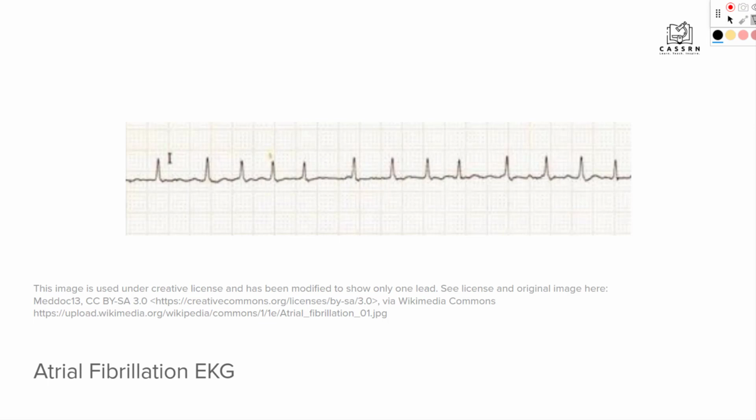Because the atria is not contracting properly, it's not able to get the blood out of the atria and into the ventricles. And this puts the patient at an increased risk for both blood clots and stroke. And it also affects the cardiac output, dropping it by as much as 30%.